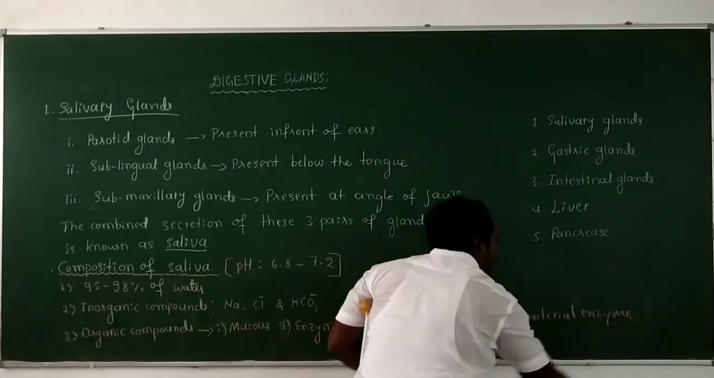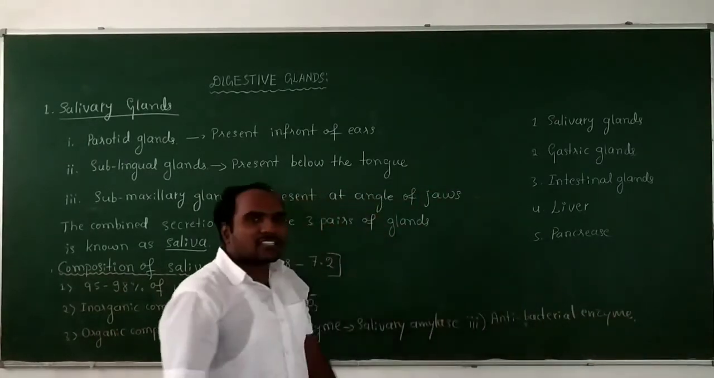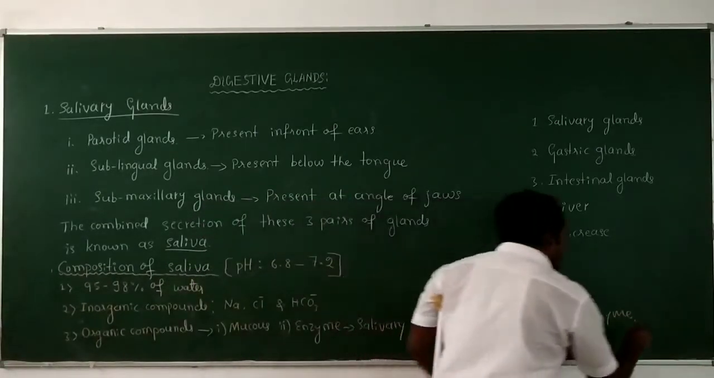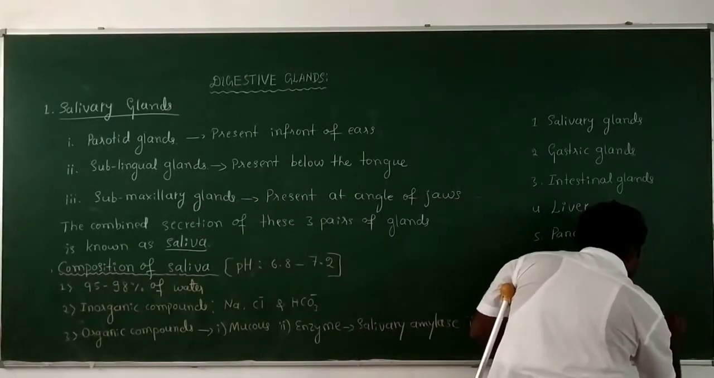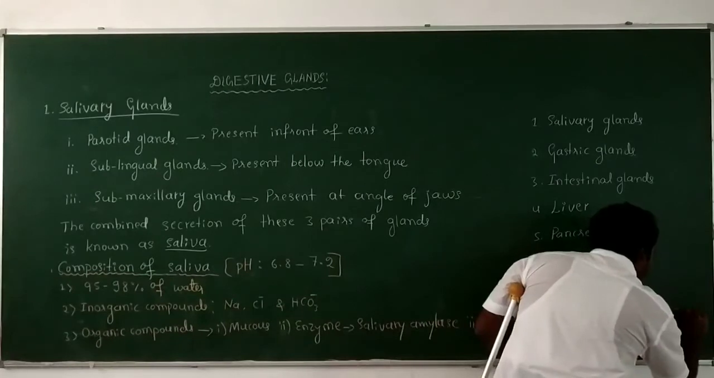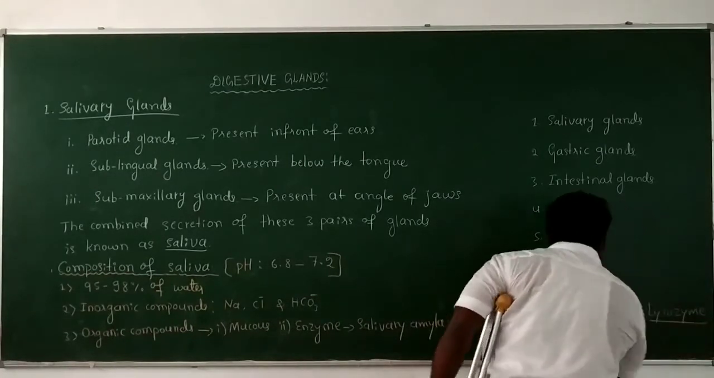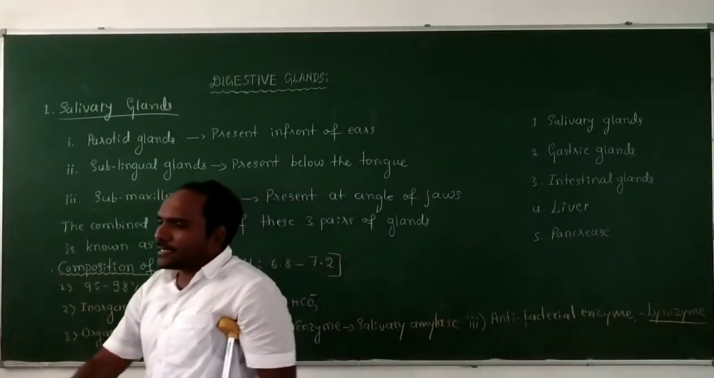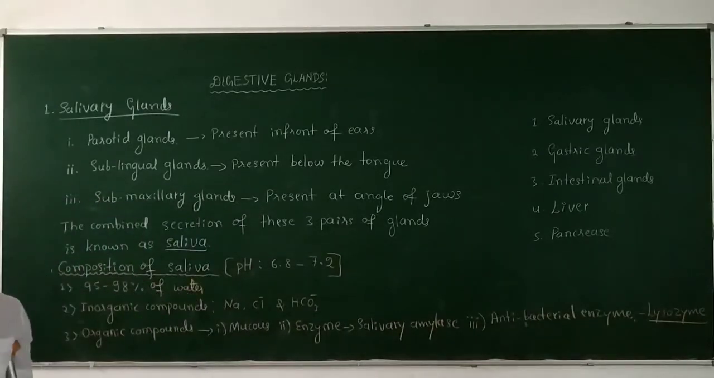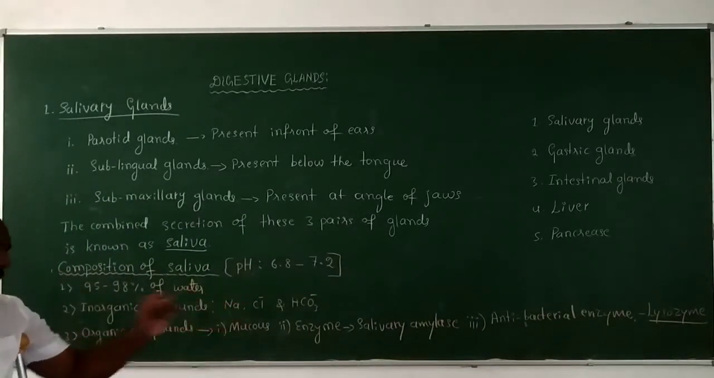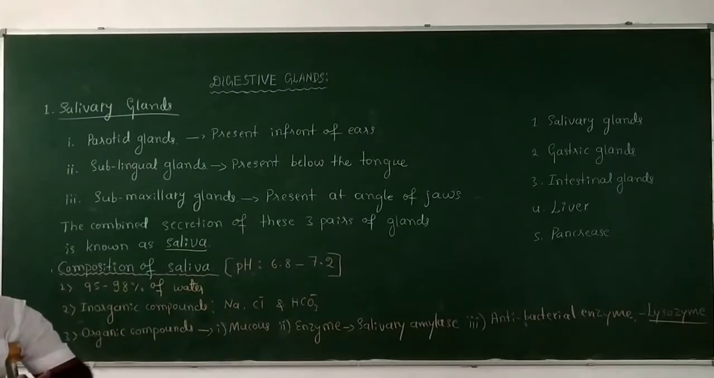One antibacterial enzyme is lysozyme. What is that? Lysozyme. It is the name of the antibacterial enzyme found in the saliva. What is its function? Lysozyme acts on the pathogens, the harmful bacteria present in food, and kills them. This is the composition of saliva.